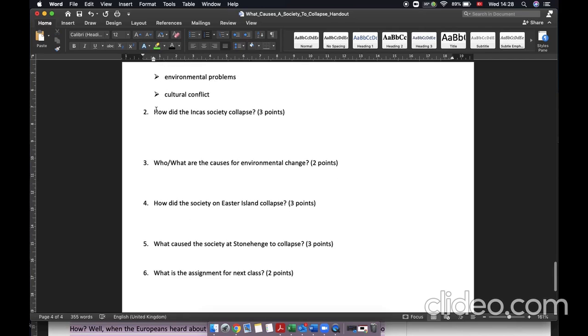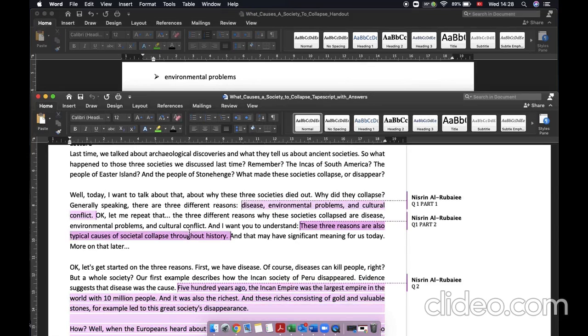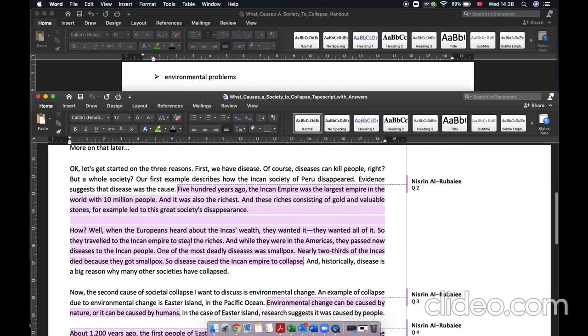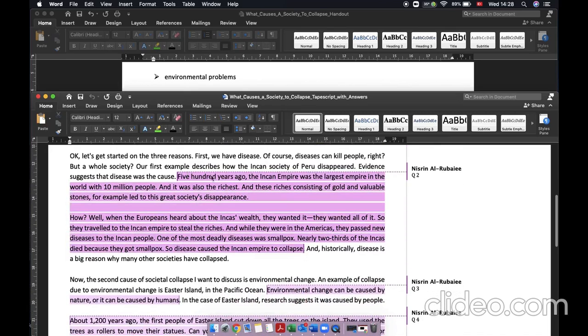And second question, how did the Inca society collapse? Let's see here. 500 years ago, the Incan Empire was the largest empire in the world with 10 million people, and it was also the richest. And these riches, consisting of gold and valuable stones, for example, led to this great society's disappearance. How? Well, when the Europeans heard about the Incas' wealth, they wanted it. They wanted all of it.